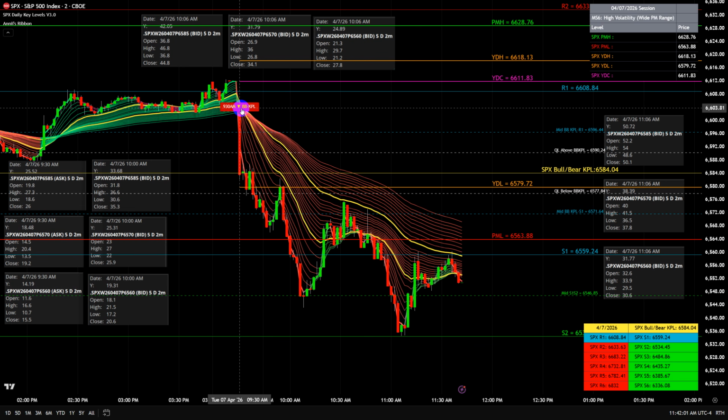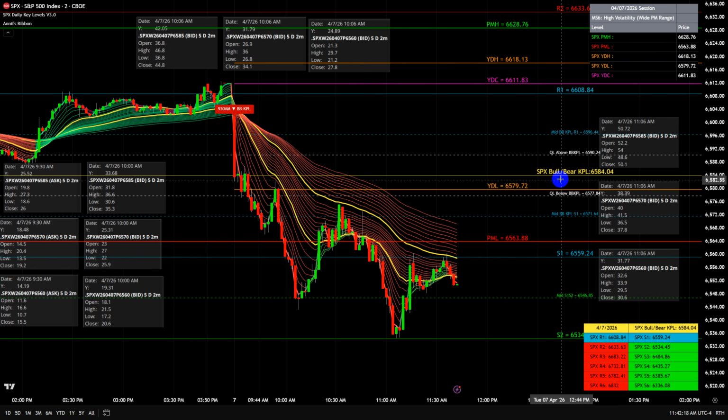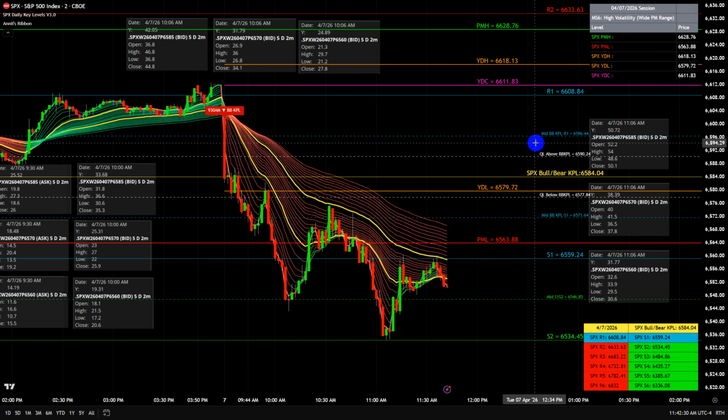The signals with the V3.0 indicator for the SPX Daily Key Levels are either closes above or closes below the main key levels or one of the five contextual levels. The main key levels with this indicator are the Bull Bear Key Price Level, the R1 through R6 levels, which are shown down here again in this table, as well as the S1 through S6 levels. So we're looking for closes above and closes below those various levels or the contextual levels.